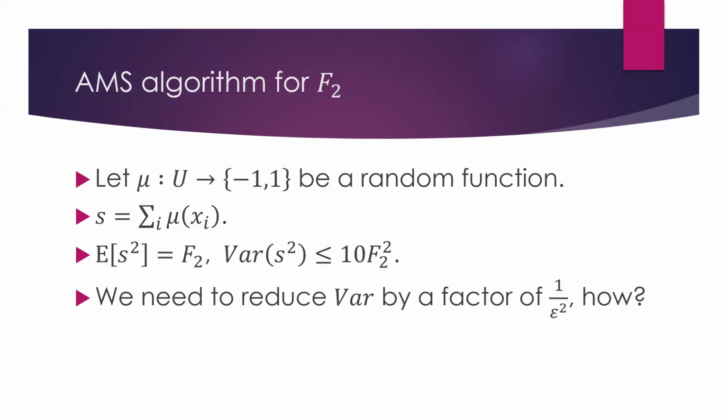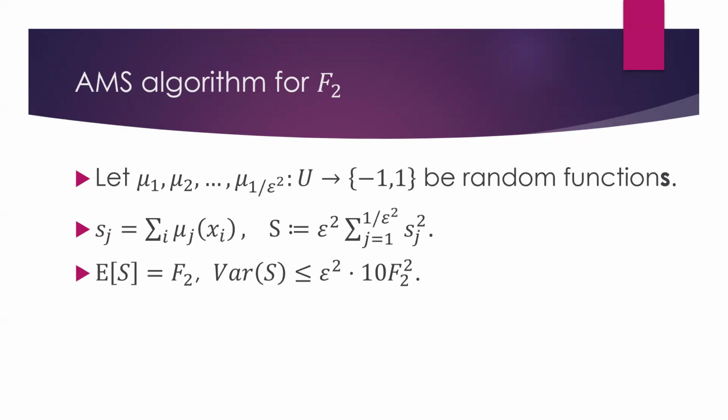What do I mean by that? If I want to reduce the variance by a factor of 1 over epsilon squared, it is just enough to run the same algorithm in parallel independently 1 over epsilon squared times. This would reduce the variance by epsilon squared and the deviation by a factor of epsilon. So the real algorithm is still just those 3 lines, but now each line happens a few times in parallel.